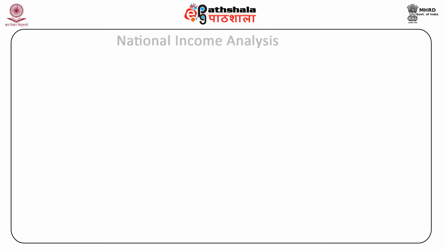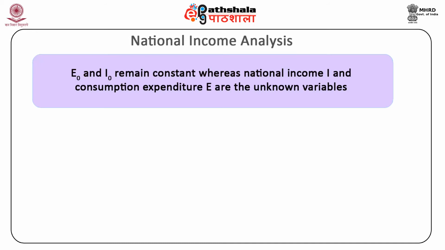Consider the economy of a nation with I as national income, E as consumption expenditure, E0 constant as the government expenditure, and I0 constant as investment. As stated above, E0 and I0 remain constant, whereas national income I and consumption expenditure E are the unknown variables.